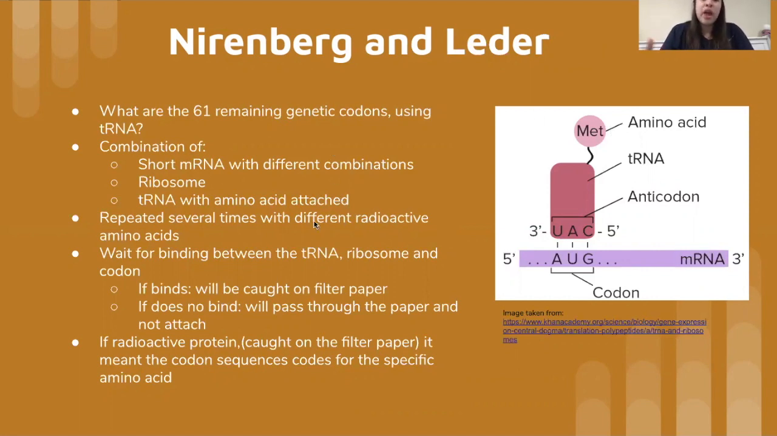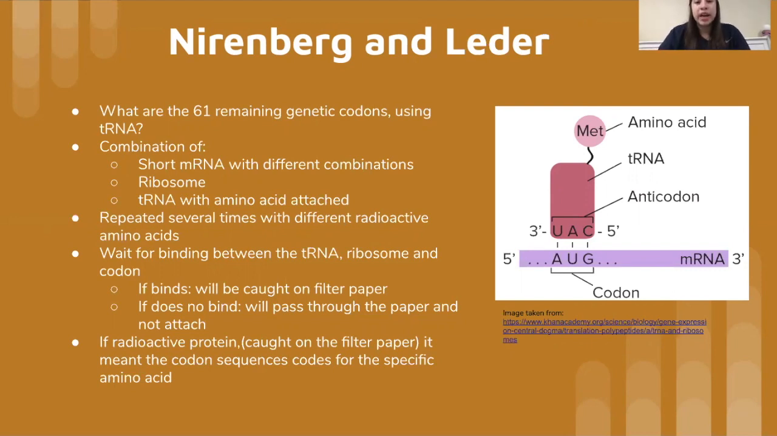So they repeated this experiment several times with different radioactive amino acids. Once they had this combination made with all three of these aspects, they waited for binding to occur between the tRNA, the ribosome, and the codon. If there was binding, it would attach to a filter paper, and if there was no binding, it would pass through that filter paper.